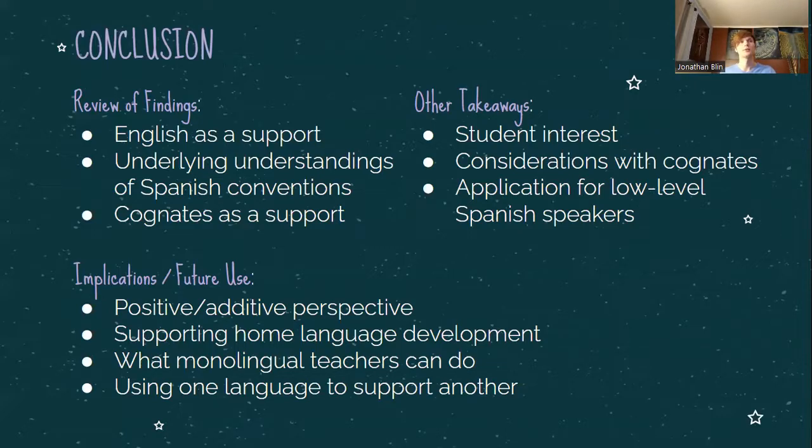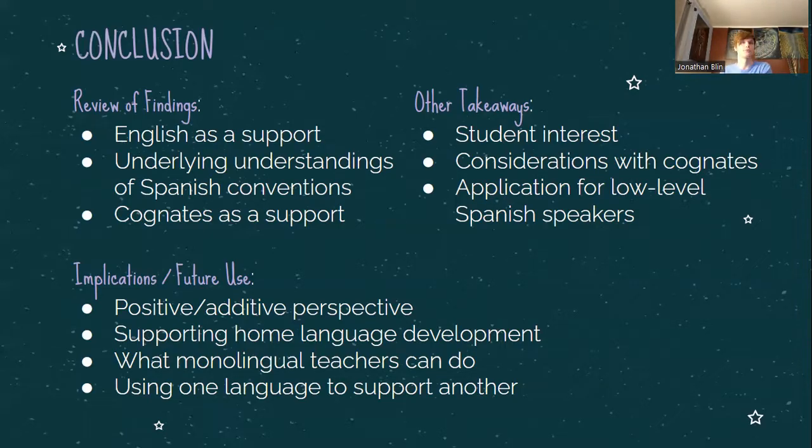It's pretty straightforward. Going to our other takeaways that I've noticed, student interest seemed to be really high when I was doing these activities. For example, when I would say that we were going to do another activity in Spanish, students were excited. And in consideration with cognates, one of my students would use cognates constantly, but about half of the time get the translation wrong because he wasn't considering the other words around it or the context. So while cognates can be helpful, they can also be misleading. So it's important that you teach students how to use them if that's something they're going to use.